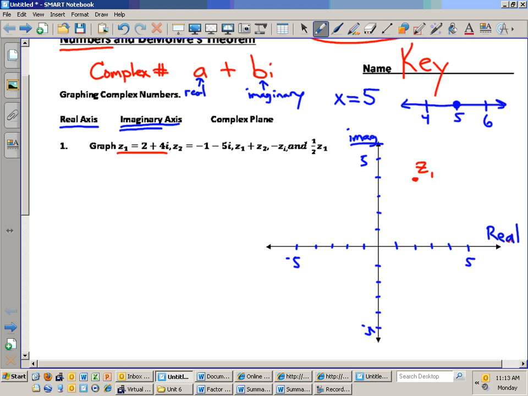So don't think of this as plotting like x, y. This is not x, y, where you plug in x, you get y. They're related in that way. The way that you want to think about this is like plotting the number 5 for real numbers. That's what we're doing. We're plotting numbers. Okay? All right, our second one, negative 1, negative 5i. We go back 1 and down 5, so this would be z sub 2.